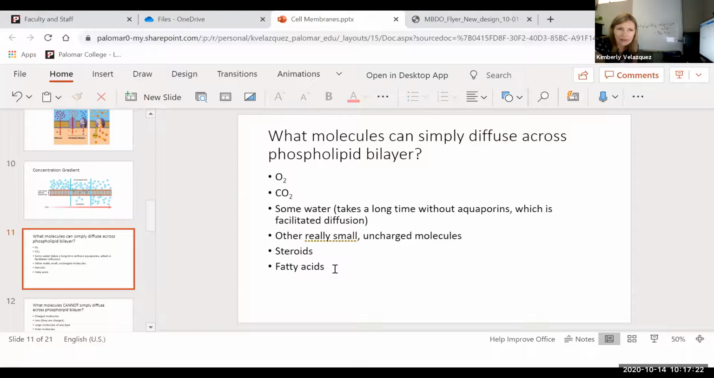Steroids and fatty acids, those are both non-polar. So steroids would be any of those steroids made from cholesterol, and then obviously fatty acids. Why can those just move across? Those can move across because they have the same non-polar composition as those fatty acid tails, so they're going to be allowed across. Anything else is going to need a protein to get in. It can't just cross that phospholipid bilayer. So any questions about this list of what can just simply diffuse across?